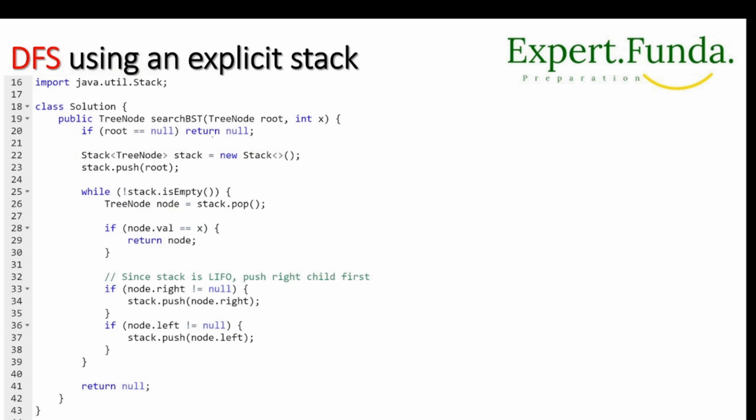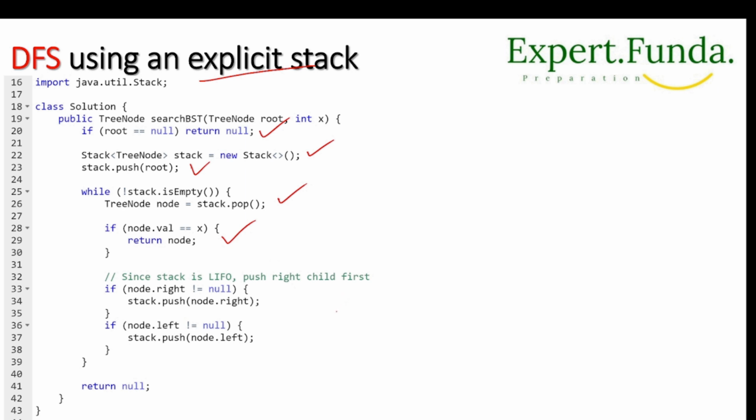In the DFS case, it maintains the stack when we are going with a recursive call, but here we maintain the stack explicitly, not implicitly. So this is the base case. We create a stack, then push the root onto the stack, and then in the while loop we pop and check the element. If the root element matches the search element, we return the node.